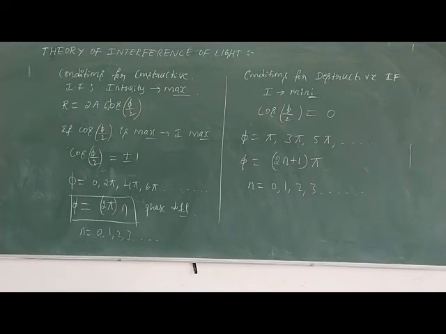Whichever value you substitute there, we are going to express that in terms of an odd number. So in the case of destructive interference, the phase difference should be an odd multiple of pi.